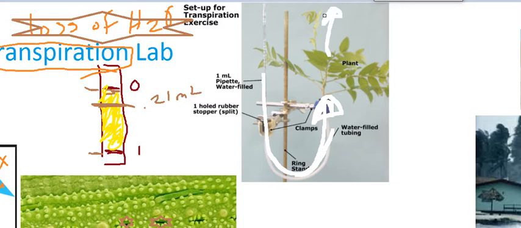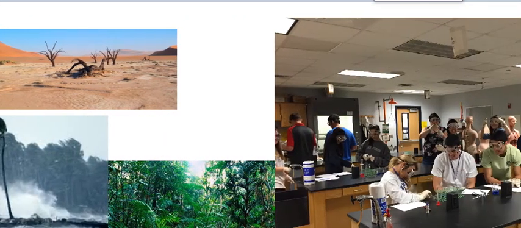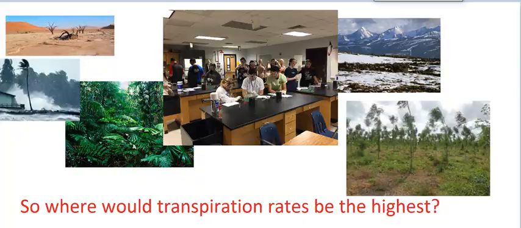So why are we running this lab? Well, the question is, what environment elicits or causes there to be a more extreme loss of water? So in other words, where would we expect to find lots of water loss? Where, as I phrased it, would transpiration rates be the highest? Is it in the environment that we have here? That was the desert right there.